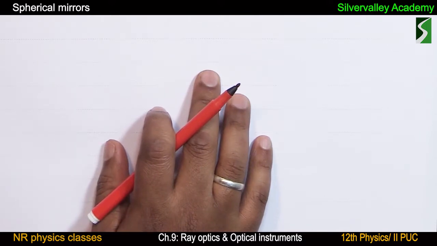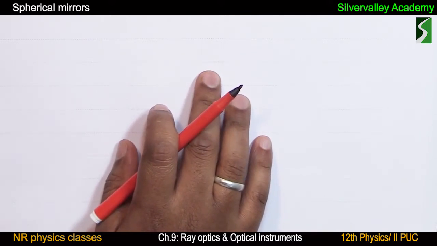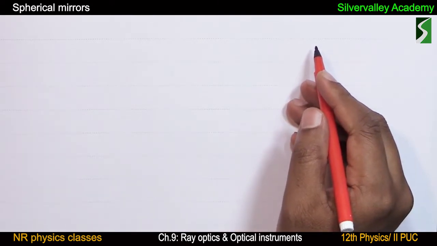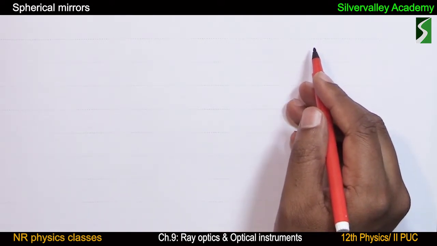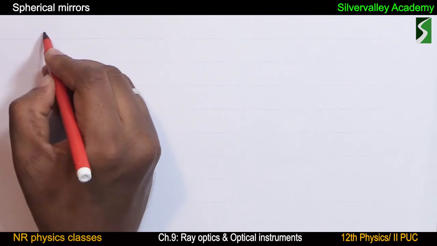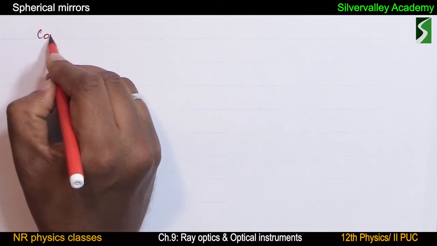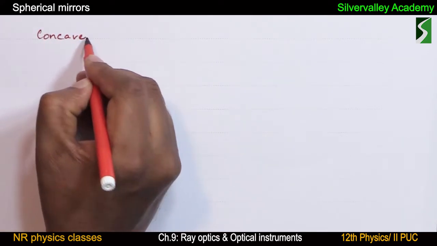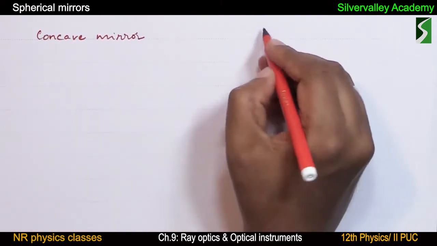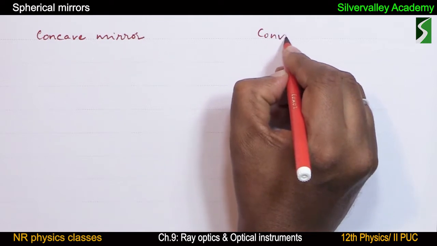Spherical mirrors. So here we deal with two types of spherical mirrors. One is concave, the other one is convex.